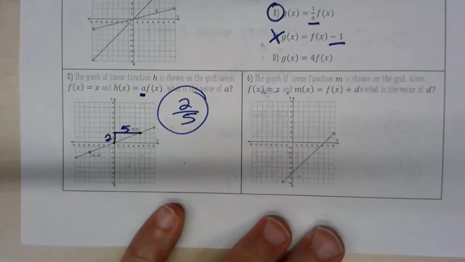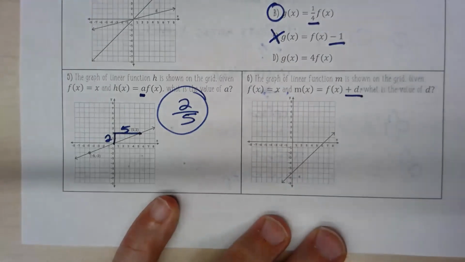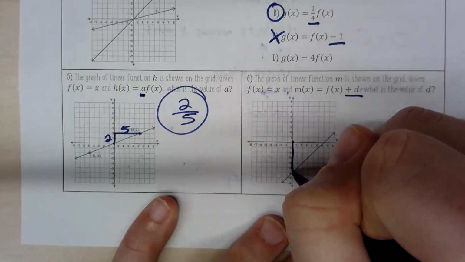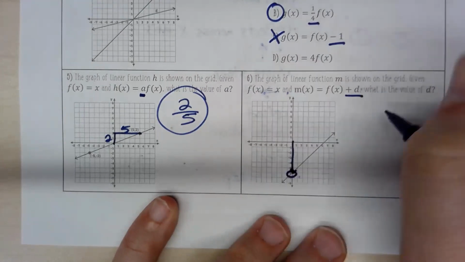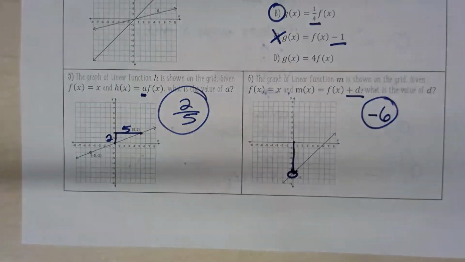All right, last one. So this plus D is on the outside. So now that means it's a vertical change. So instead of going through the origin, well, it went down, and now it crosses at -6. So my D value is -6.